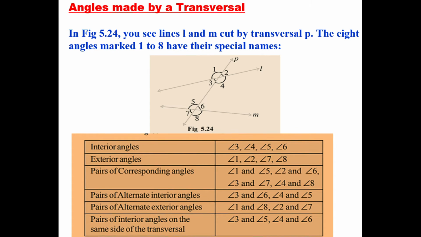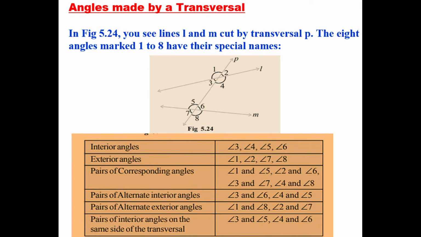Next we will see angles made by a transversal. In the figure 5.24, you see the lines L and M cut by transversal P. The 8 angles marked 1 to 8 have their special names. So you can find out 8 angles, 1, 2, 3, 4, 5, 6, 7, 8. Clear?